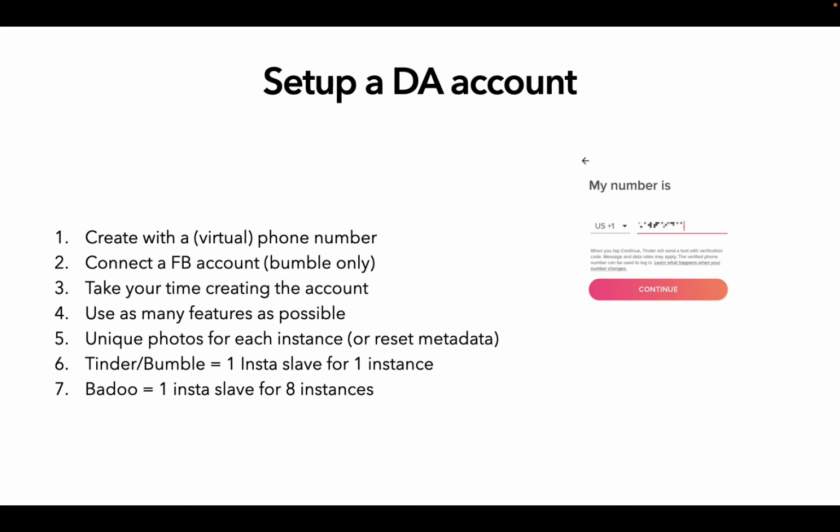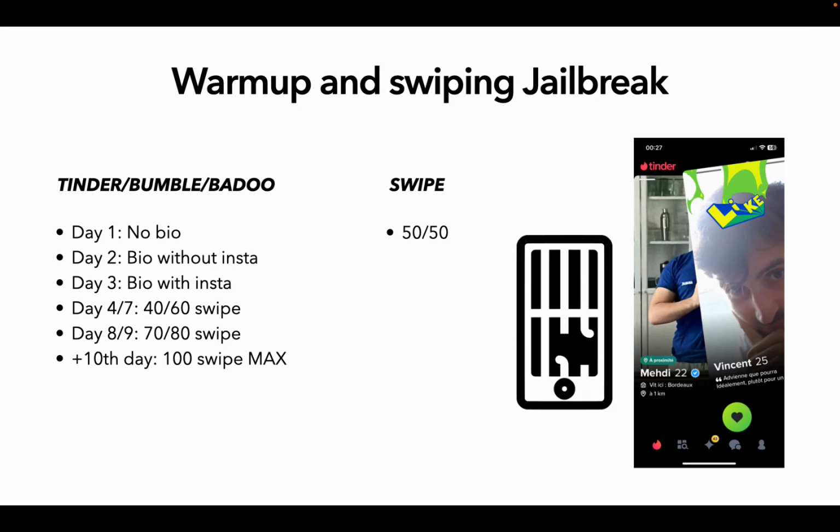For Tinder and Bumble, you'll need an Insta slave for 1 instance. For Badoo, you'll need 1 Insta slave for 8 instances. In terms of warm-up and swiping for jailbreak, on Tinder, Bumble and Badoo, the first day no bio is used. Day 2, bio without instas. Day 3, organic with instas. Days 4 to 7, 40 to 60 swipes. Days 8 to 9, 70 to 80 swipes. And day 10, we're at 100 swipes maximum. We never exceed 100 swipes a day. Otherwise, the account burns up.